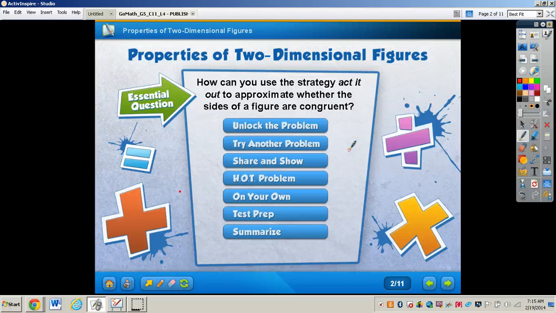In this video, we are going to be taking a look at properties of two-dimensional figures. The essential question that we are going to try to answer throughout the video is how can you use the act it out strategy to approximate whether the sides of a figure are congruent. Remember, congruent means same size, same shape, same everything. Okay, so exactly the same. So we are going to take a look at this essential question throughout today's video.